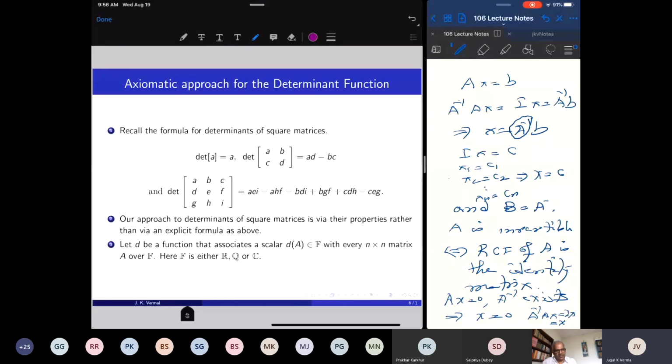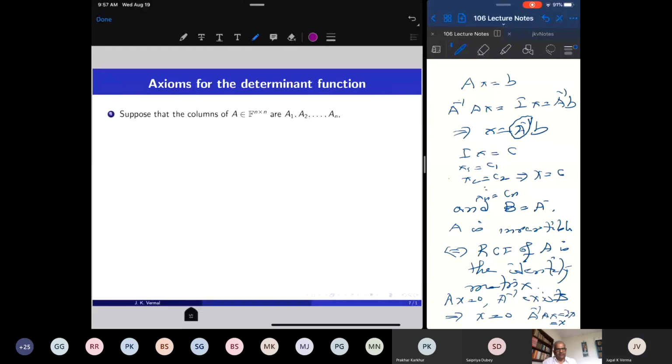So F will denote a given set of scalars. Okay, it could be real or complex or rationals or some other field. Okay, so fix the set of scalars as F. Okay, F is for field. Then every n by n matrix where the entries are in this field of scalars, this function will be called determinant function if it satisfies certain properties.